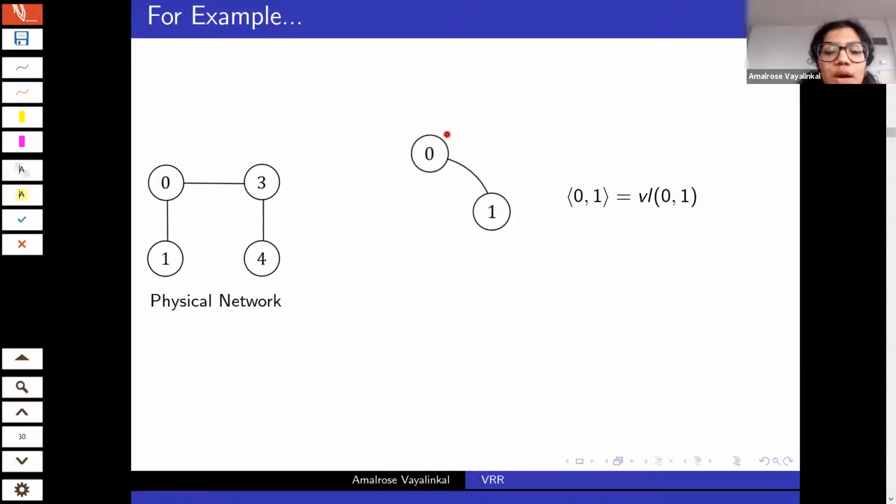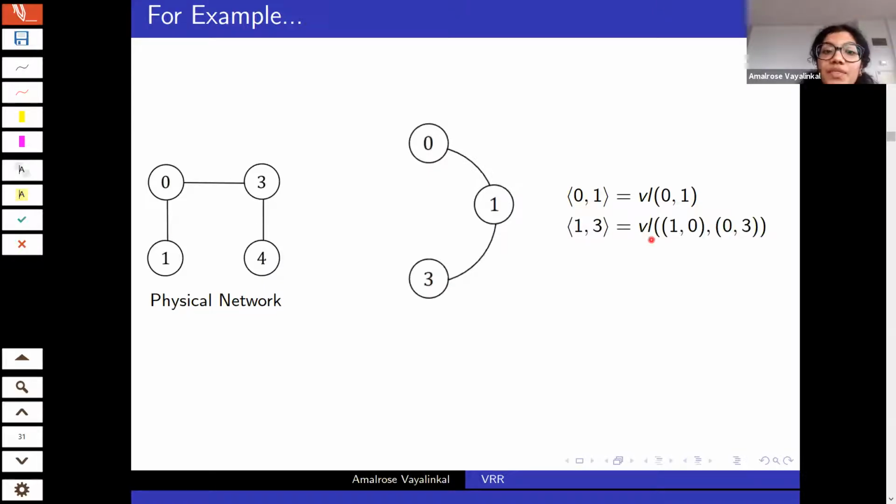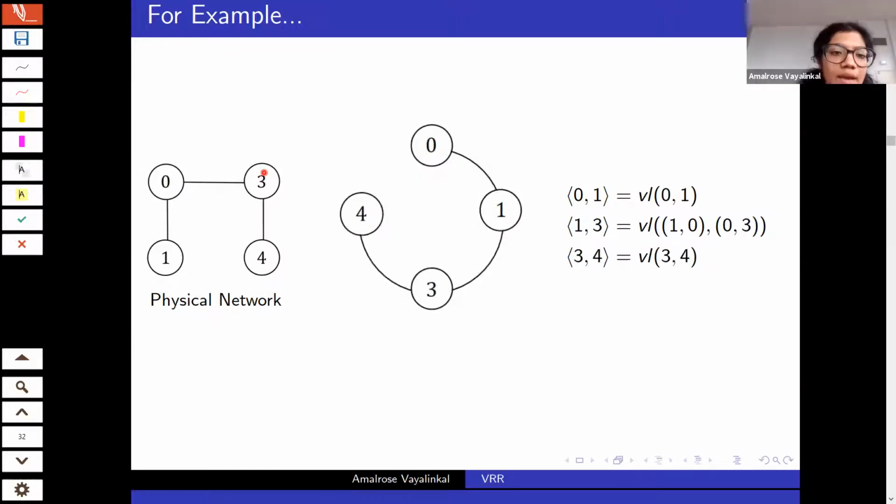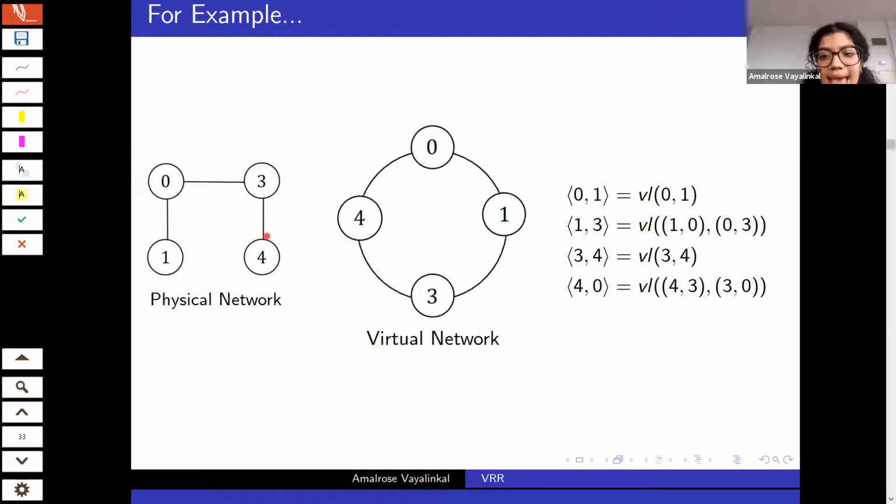So for node U being 0 here, the next, or V+, would be 1. How we would set up that virtual link is, in this case, we're able to just use the physical link because there exists a physical link between them. For 1 to 3, we would first have to go 1 to 0 and then 0 to 3, okay? 3 to 4, again, we get lucky, there's a physical link, so we can just use that as our virtual link. And then from 4 to 0, we would go 4 to 3 and then 3 to 0.